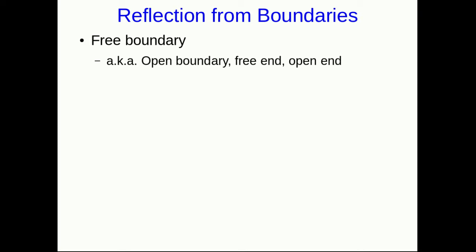So we're going to start off by looking at a free boundary, also called an open boundary, or sometimes instead of calling it a boundary, we call it an end. And the point of a free boundary is that it is a boundary of a system where the pieces of the system, the medium at the ends of the system, are free to move. Nothing is holding them in place.